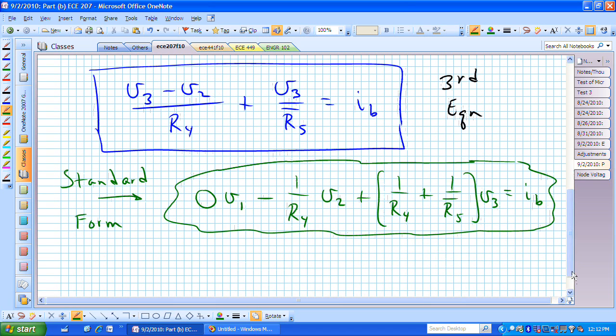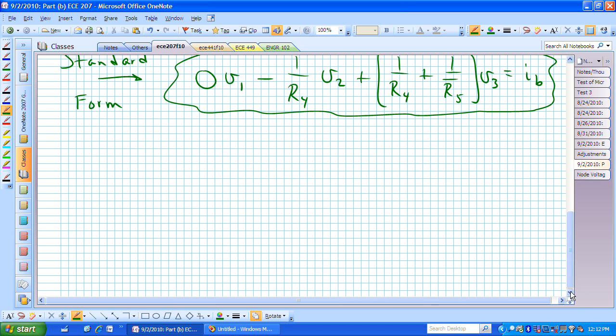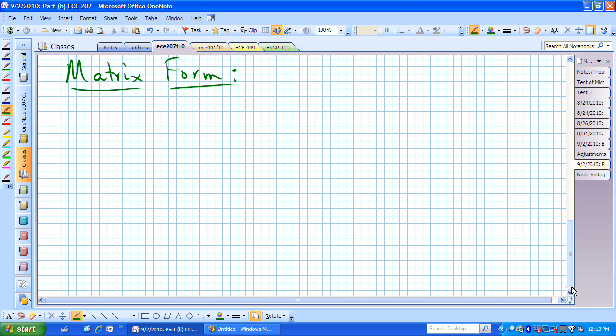If we put all of those together, if I can find all of my different equations, we could now write all of this in a big matrix form. Once we have it in matrix form, you'll be able to plug that into your calculator or MATLAB or some other numerical analysis software to solve for v sub 1, v sub 2, and v sub 3.